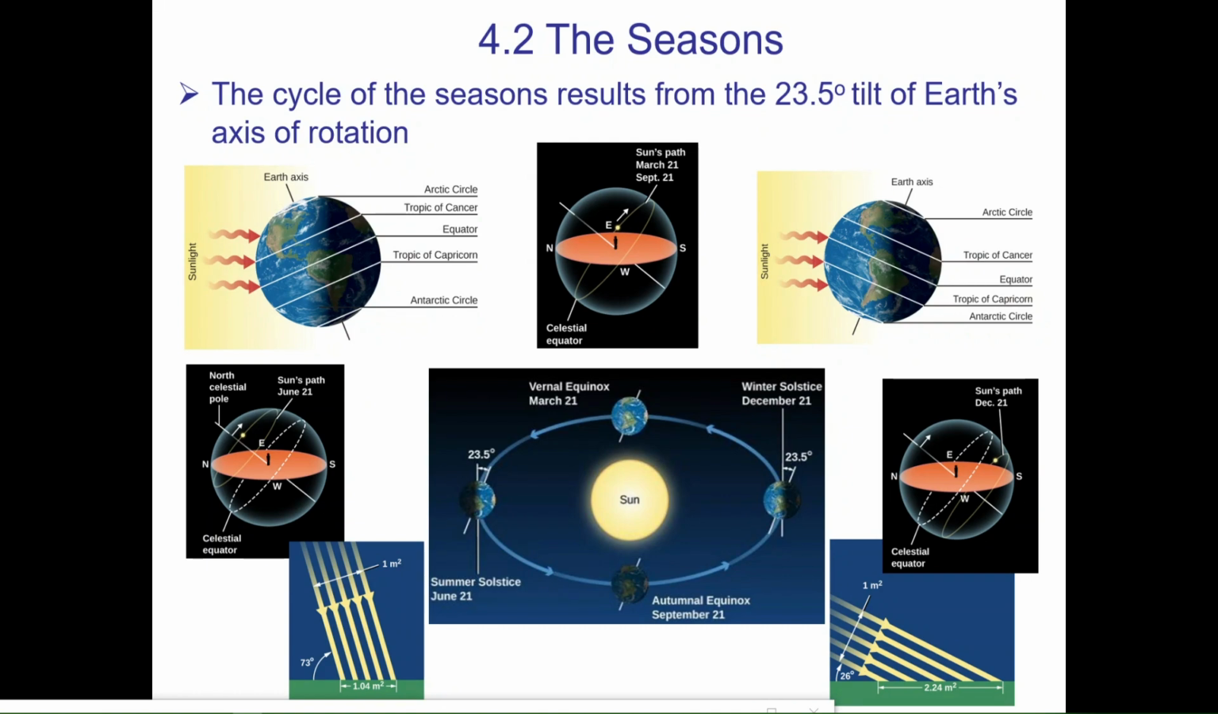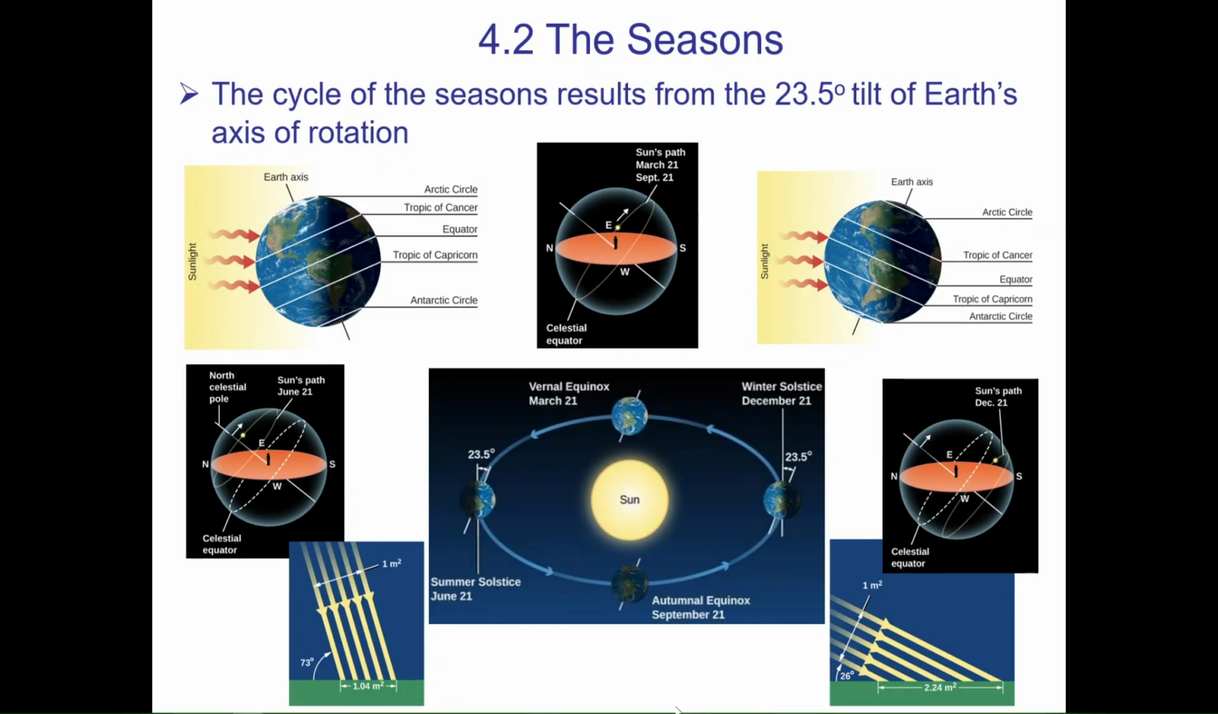So this season is actually not due to the different distance Earth is away from the sun. Instead, it has something to do with the angle at which sunlight shines on the surface of the Earth. Because you can see Earth's rotational axis is not exactly perpendicular to Earth's orbit around the sun. So this 23.5 degree tilt of Earth's axis of rotation is actually the cause of the seasons.